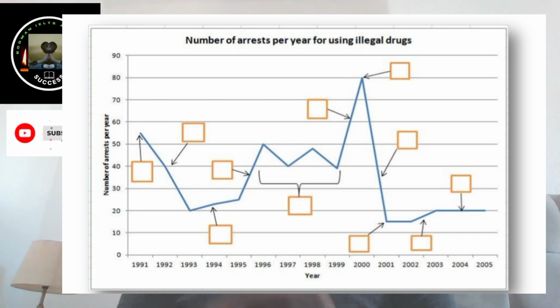The number peaked at 80 in the year 2000. So "peaked at" is used when that point is the highest point on the graph.